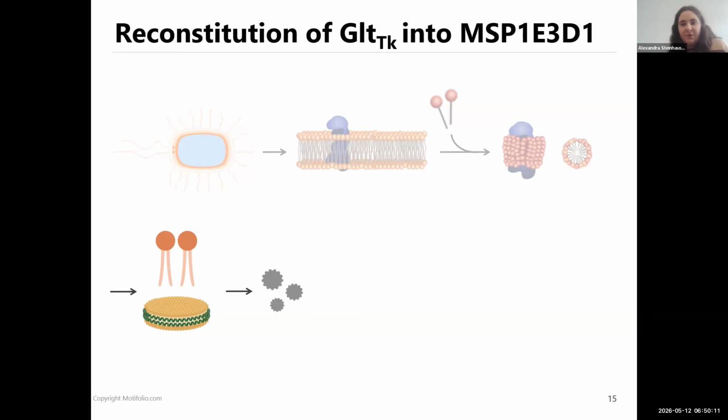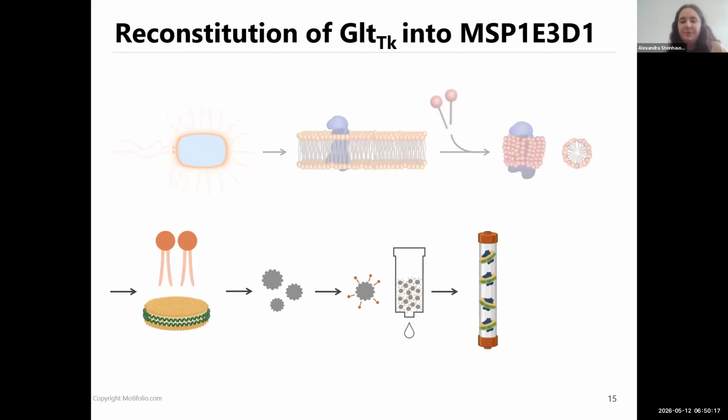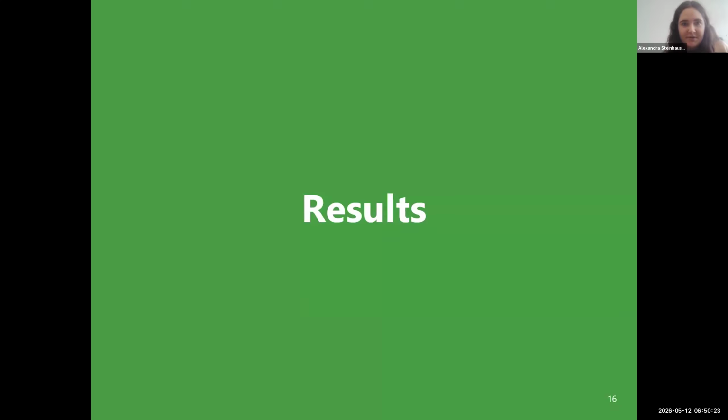Then we need to get rid of the detergent, of course. We do that with biobeads. Then we need to get rid of the biobeads. We run a column and we apply it on a gel. And spoiler, this works.